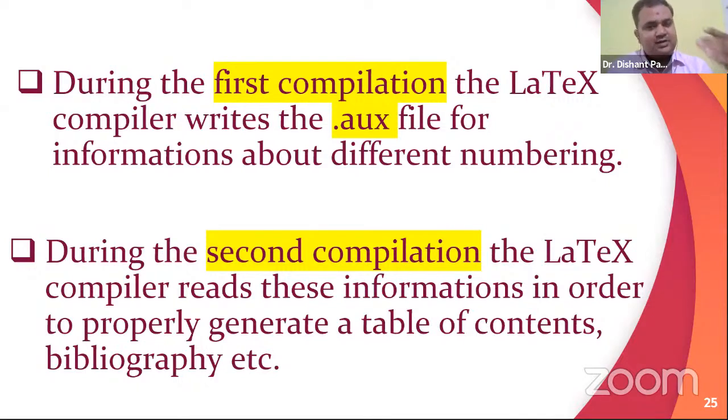For example, equation 1, then equation 2, and then equation 3. If you change the order of these equations, for example, equation 3 is now in place of equation 1, you don't need to tell LaTeX to please change the numbers. You just simply compile twice and automatically those numbers will get reversed. This is the magic of LaTeX.